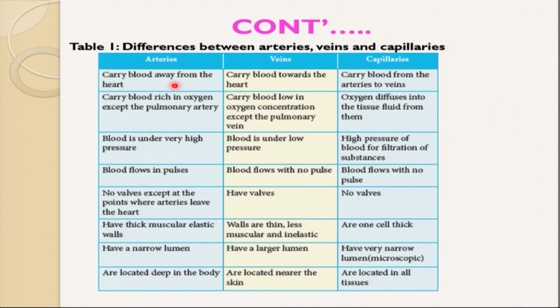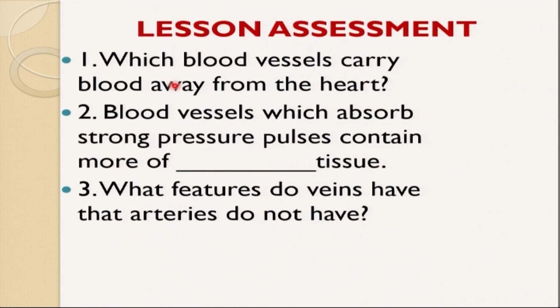We are ending our lesson. Let's have a lesson assessment. We have three questions. Question number one: which blood vessel carries blood away from the heart? Question two: blood vessels which absorb strong pressure pulses contain more of what tissue? The last one: what features do veins have that arteries do not have?